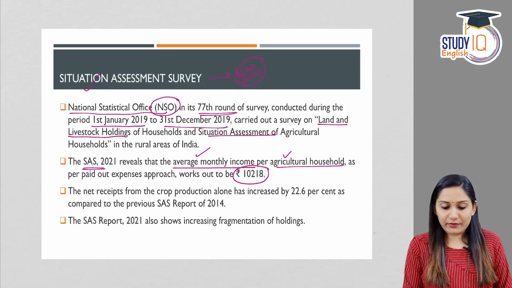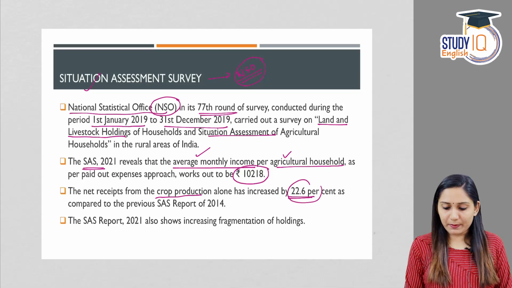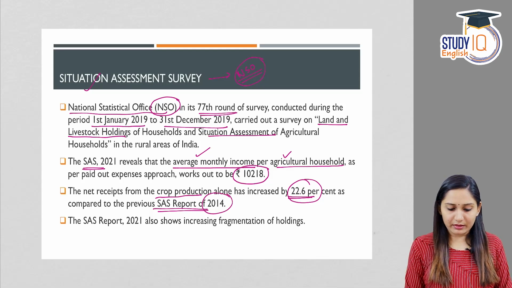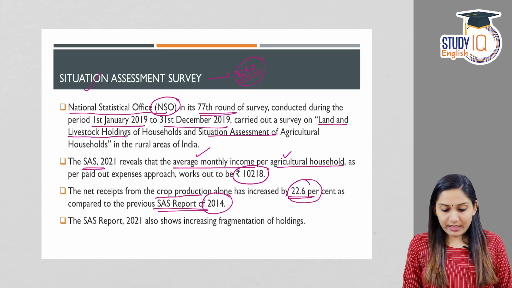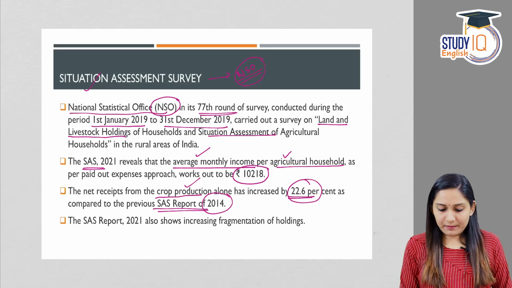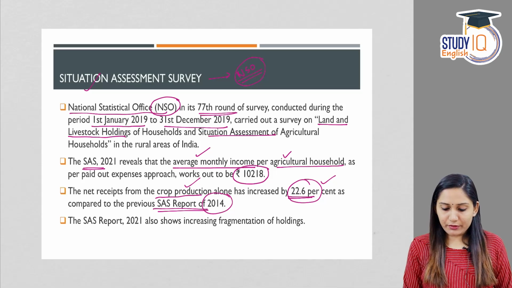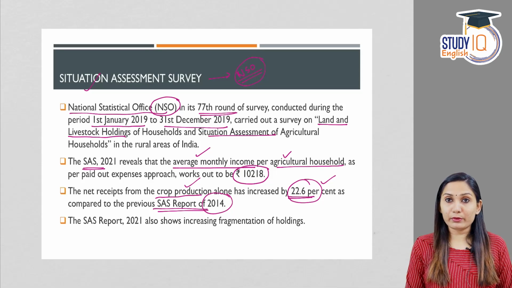The net receipts from crop production alone has increased by 22.6% as compared to previous SAS report of 2014. So net receipts from crop production has increased by 22.6% as compared to previous SAS report of 2014.